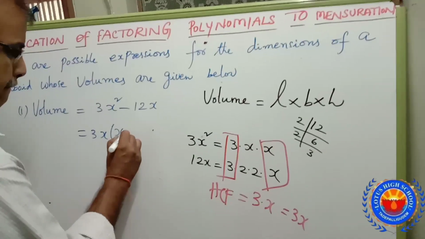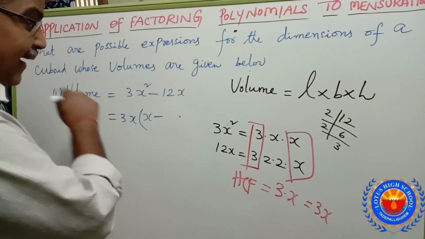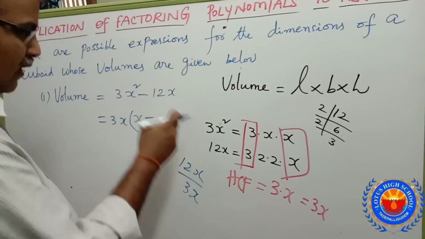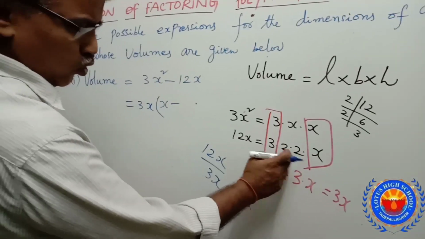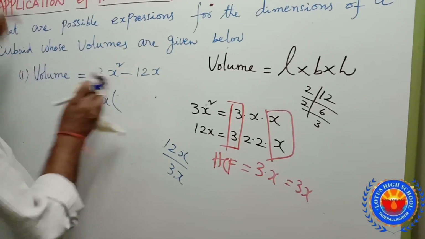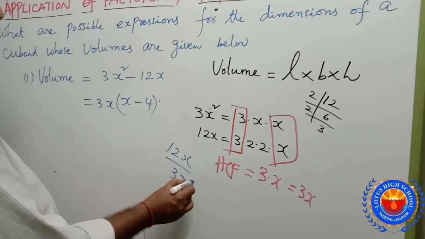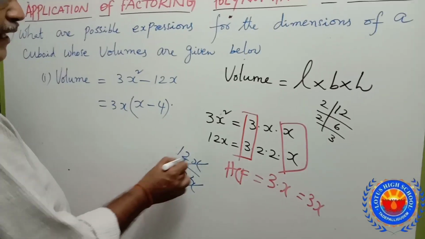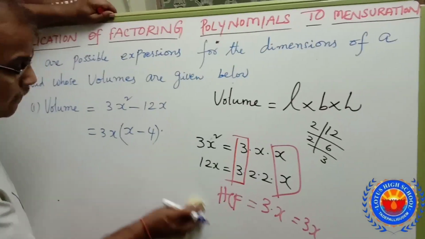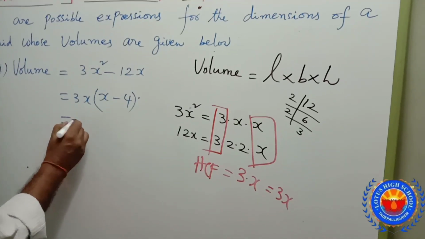Minus 12x by 3x. 12x by 3x is nothing but 4. We can write 4, x cancel, 3 fours are 12. Now 3x into x minus 4.